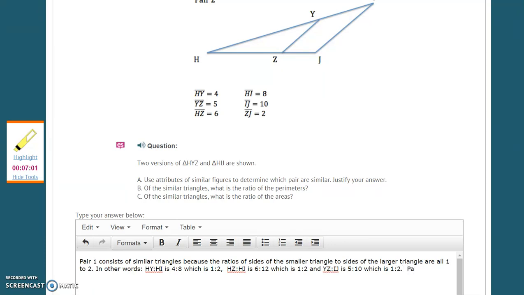Okay, now pair 2 does not consist of similar triangles because, and we said that HZ, which is 6, to HJ, which is 6 plus 2, is 6 to 8, while YZ to IJ is 5 to 10. That's part A. So let me go back here and type an A.